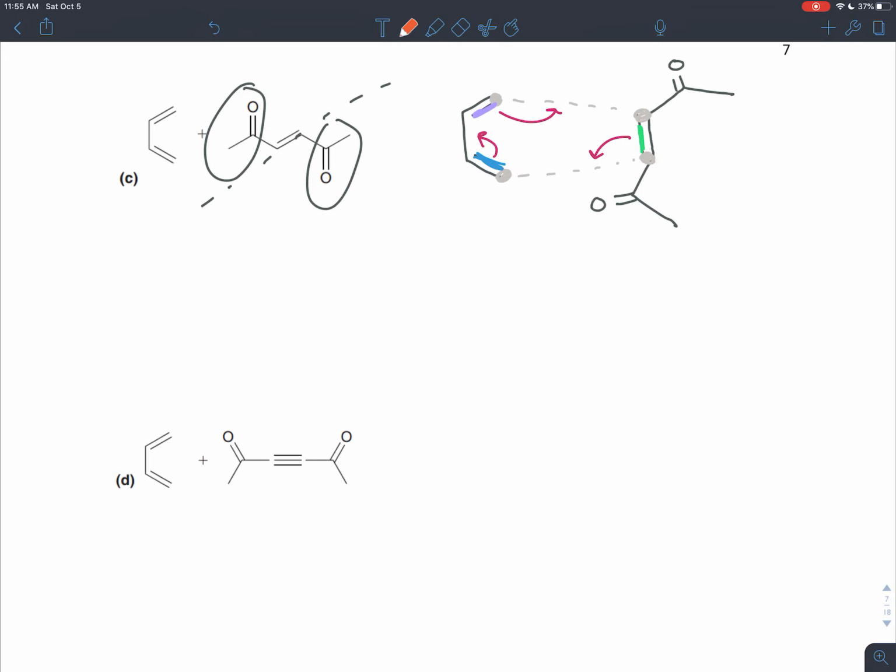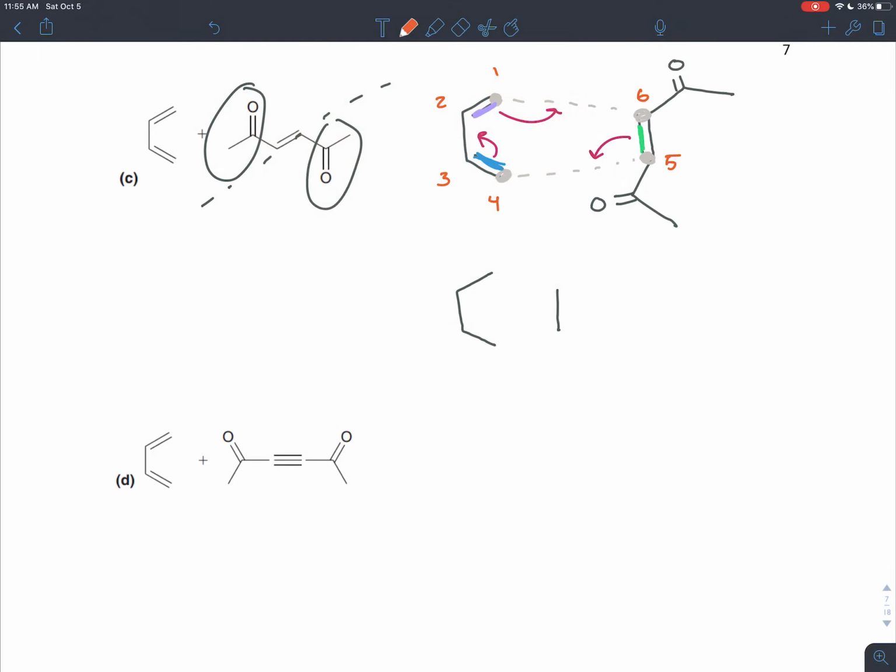If it helps you, you can number the carbons in the diene and the dienophile, so you can kind of keep track of everything. Here we've got 6 carbons. So we'll redraw that carbon skeleton of the diene and of the dienophile.